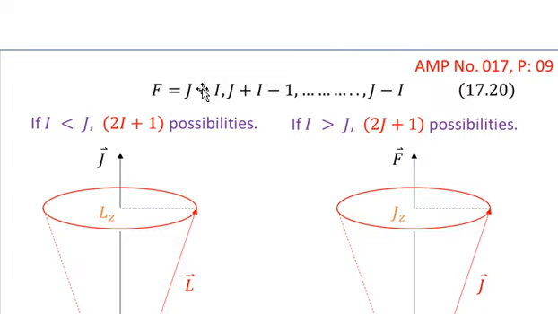So F can take values from 0 to plus or minus 1, plus or minus 2, and so on, up to plus or minus J plus I. So here I have mentioned that F is equal to J plus I, J plus I minus 1, and so on, up to J minus I.